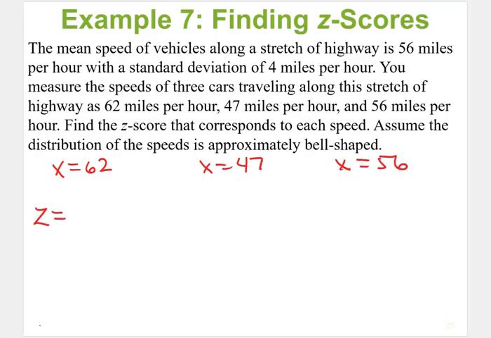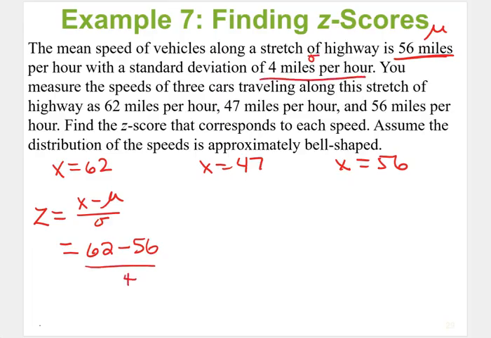So z, remember, equals score minus mean over standard deviation. So 62 minus the mean, which was 56, and again, you might want to highlight that or make a note, and then your standard deviation, here's your standard deviation, is 4. So when you put that in, that one comes out to exactly 1.5.